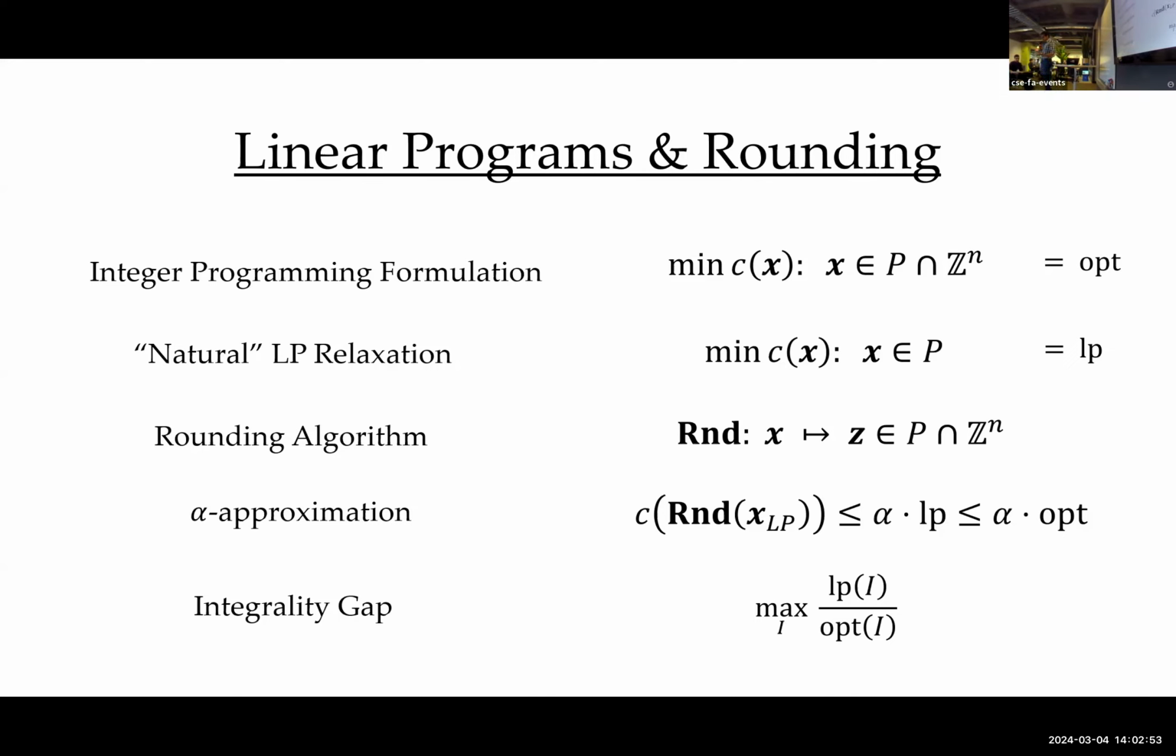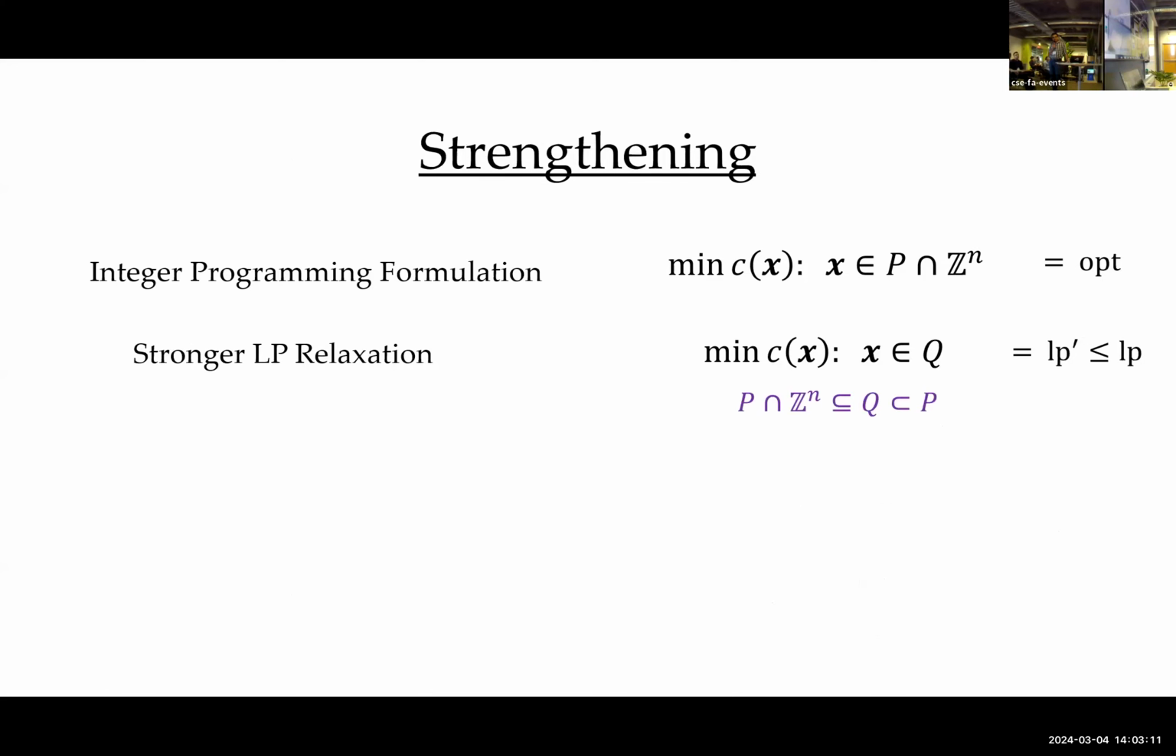The best approximation factor you can hope for using this is called the integrality gap, which looks at the worst instance, the gap between the LP and the opt. So it should be the other way around, because opt is larger than it. Okay, so this is just sort of a primer.